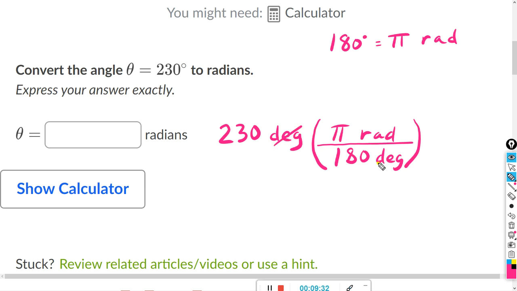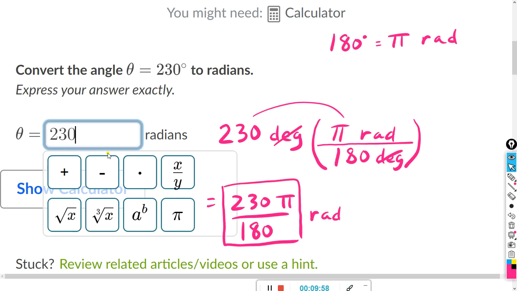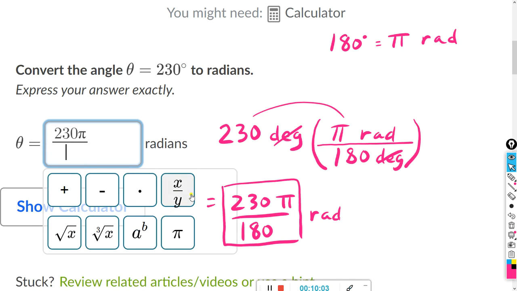So degrees divided by degrees drops out, and we're left with 230 times pi, and that's divided by 180. And that is in radians. That's exactly what we want. So I'm just going to enter this in the box. For the radians, they don't make you reduce. So inside the box, I type 230, click pi, click slash to make it a fraction, and 180 is in the denominator.